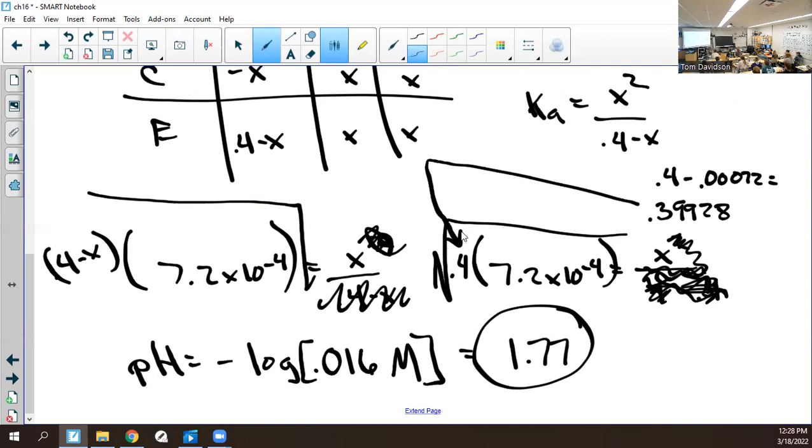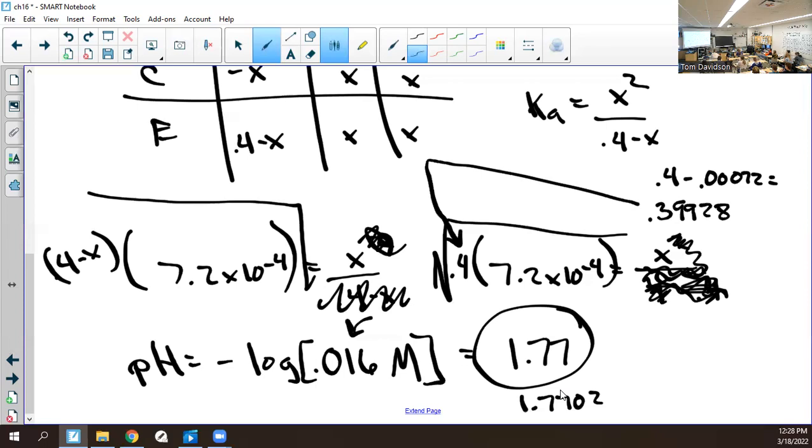And so if we put it in here and we take the negative log of it, we're going to get 1.7702 instead, or something like that. The change is so insignificant that we make this assumption, and it saves you guys a ton of math. Are we all right with that?